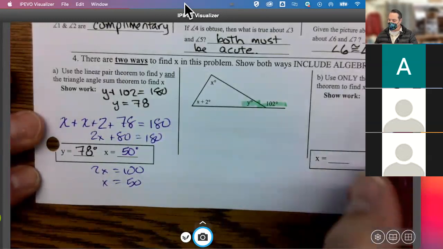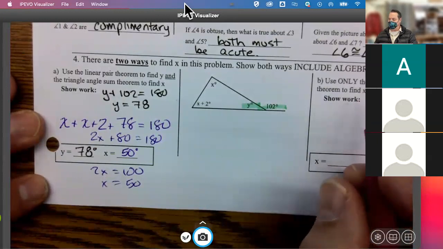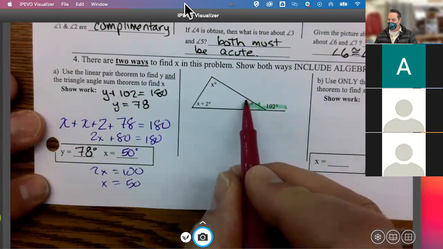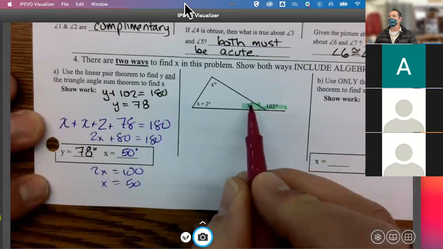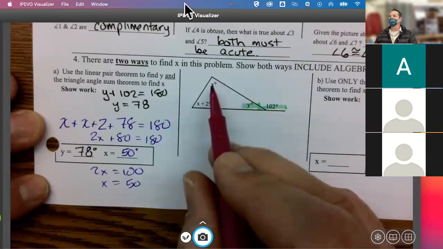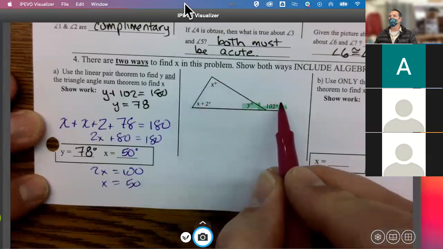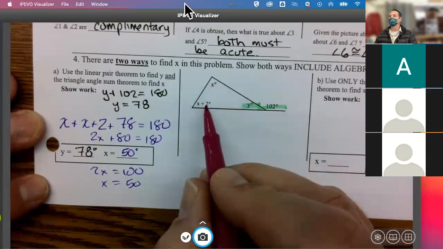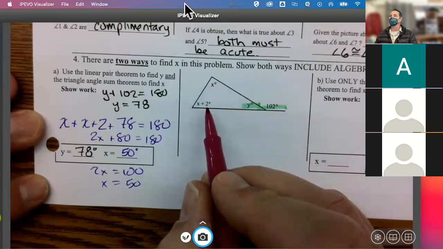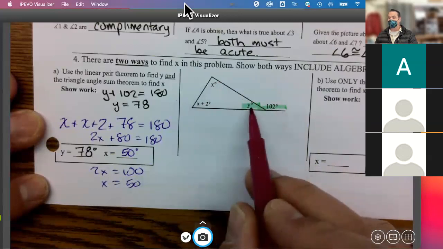Second part over here asks you to only use the remote interior angles theorem. What that says is y has to be 78, right? Because it plus 102 makes 180. But doesn't y also add with these two to make 180? So if this exterior angle is 102, what's the sum of these two angles? It'd be 102, right? Because these two plus 78 make 180, just like this plus 78 makes 180.